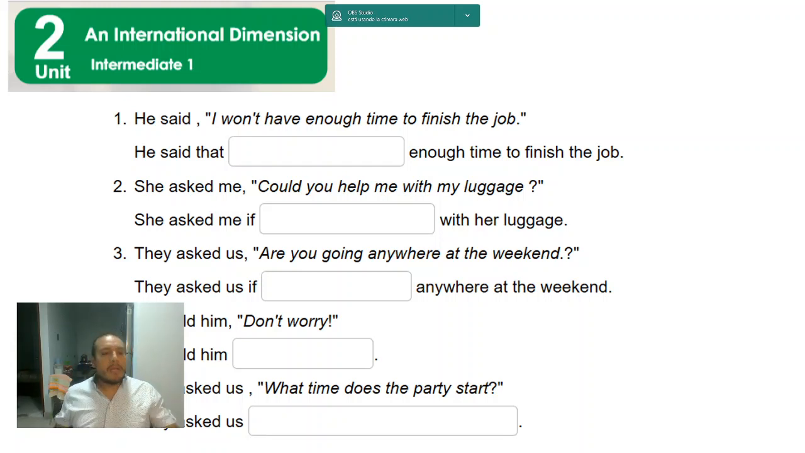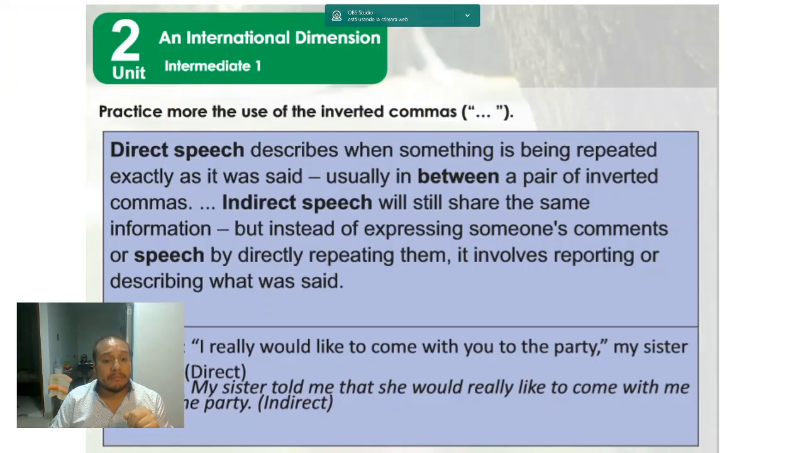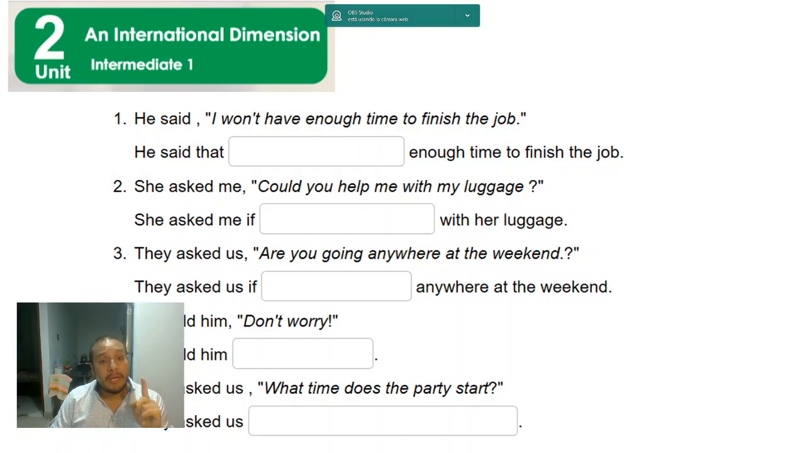Okay, so let's go. Take a look at exercise number 1. He said, "I won't have enough time to finish the job." I repeat, he said, "I won't have enough time to finish the job." That would be direct or indirect? It would be direct. What would be the indirect speech? He said that he wouldn't have enough time to finish the job. That is indirect. Direct or indirect, they are the same expression, just different ways to express them.